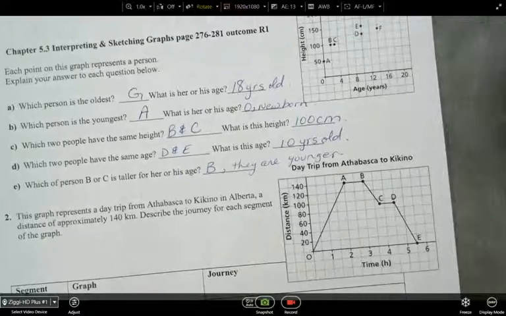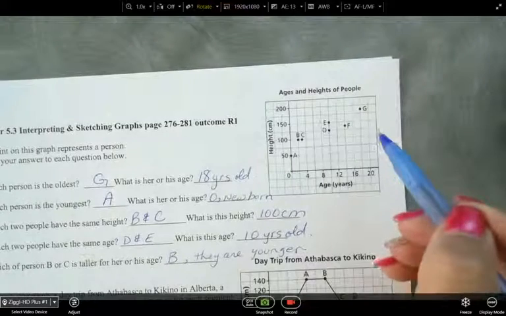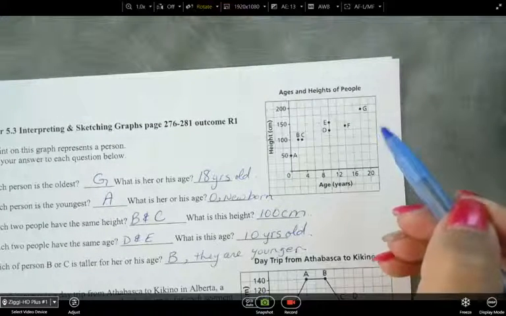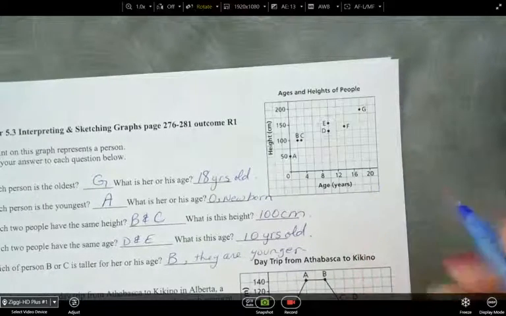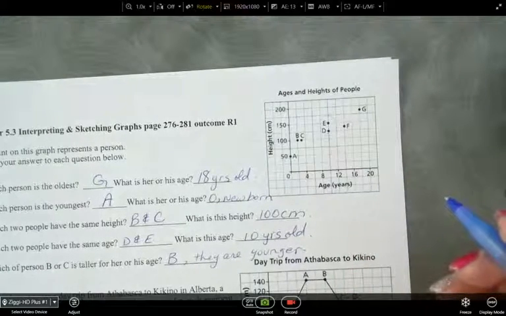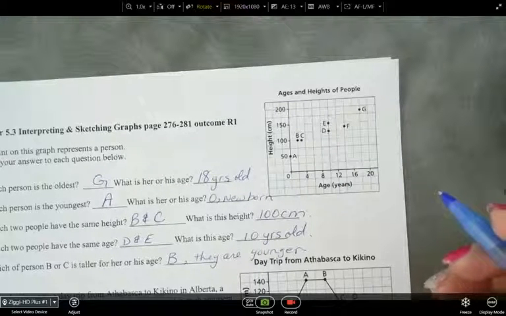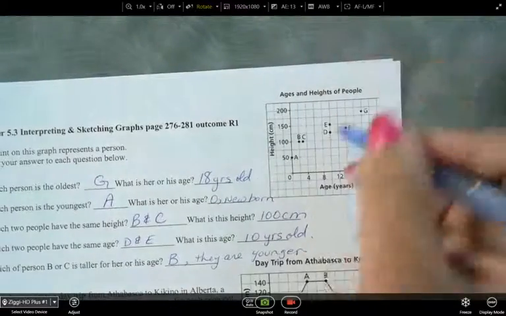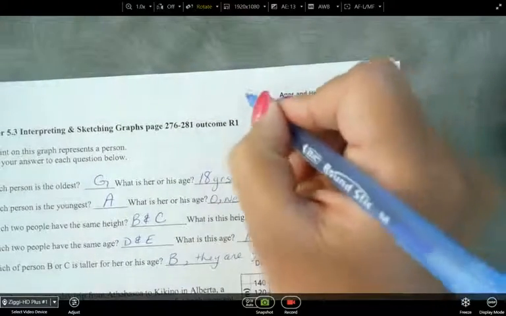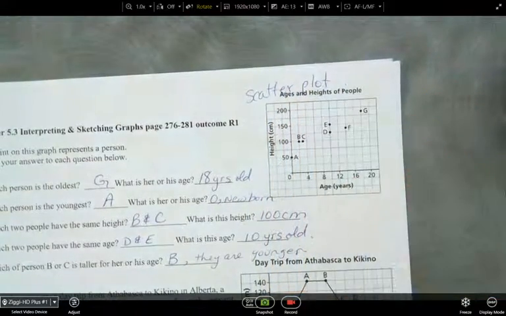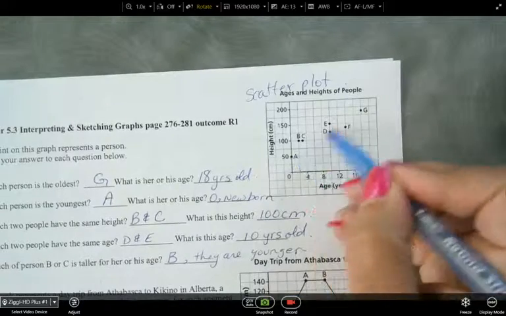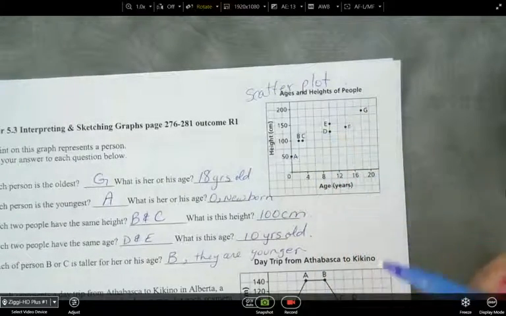Okay. One last thing about this graph. What do we call this graph? What kind of a graph is it? Here are a few different names of graphs. Is it a bar graph, a line graph, a scatter plot? What do you think it is? It's a scatter plot, okay? So it's a scatter plot because there are a bunch of dots scattered on the graph.